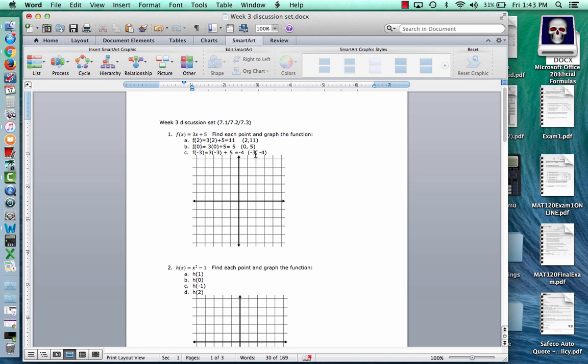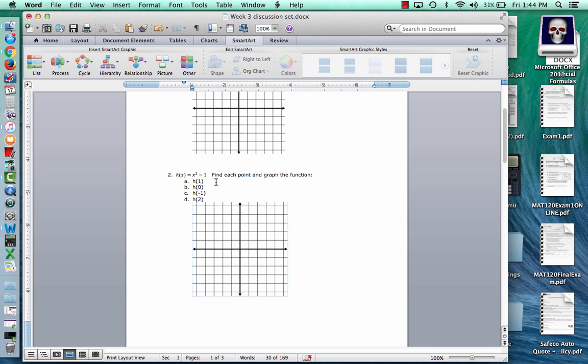So I'd have the first point here, the second point there, and then the third point is negative 3, negative 4. So negative 3 is 3 to the left on the x. Negative 4 is down 2 there because it's negative 2, negative 4. And there's our third point. So we have negative 3, negative 4, 0, 5, 2, 11. You have those 3 points and you connect them with a line and draw a line that way.